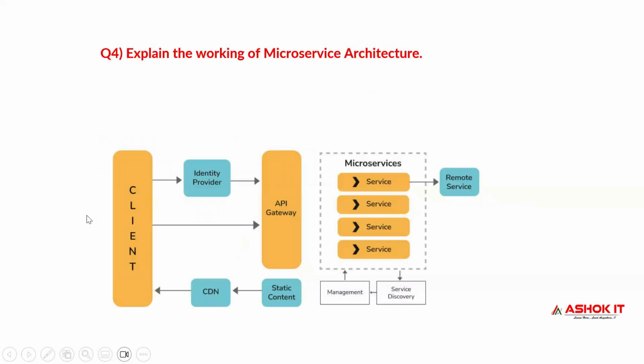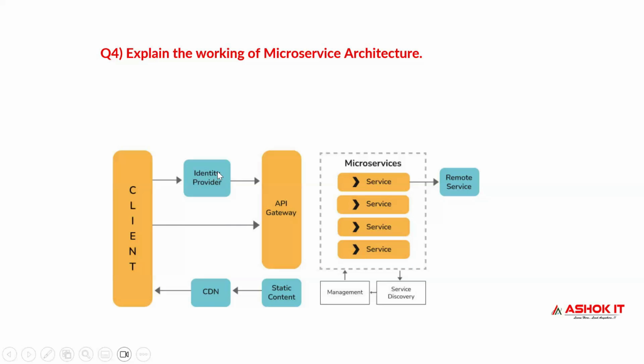Let's move to the next question. Explain the working of microservice architecture. This is a very common question asked in interviews. The working of the microservice architecture starts with a client. You can see here the client. In the client, different users send requests from various devices. Then it goes to the identity provider. The identity provider validates a user or client identity and issues security tokens.